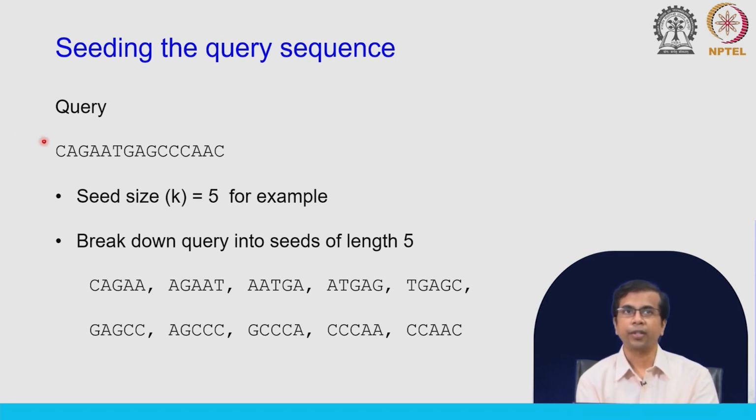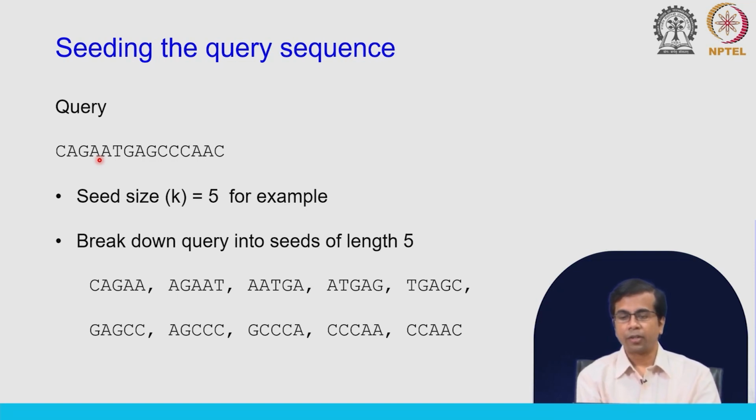How do you do this? You start with the first 5 bases, which give you the first seed, then you take the next 5, and so on. You can see we have a sliding window and take 5 bases at a time, and that gives you the seeds.